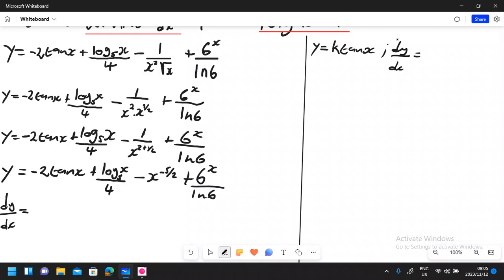It's going to be k sec square x. All right, let's not forget that. So when you look at this here, the first term, our k is going to be negative 2. Or let's just make it 2. It's going to be 2.